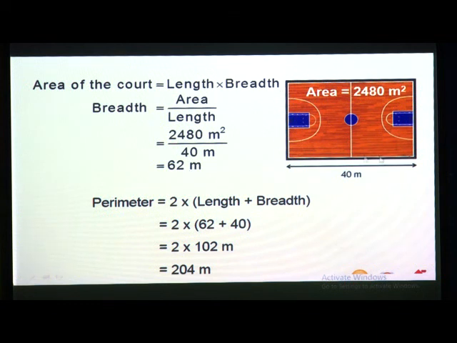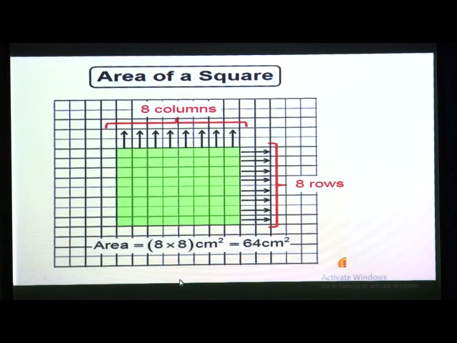Now we need to find the perimeter. The length is already given, that is 40 meters, and the breadth we got is 62 meters. We put them in the formula of the perimeter of a rectangle, 2 into L plus B. 2 into 62 plus 40. 62 plus 40 is 102. 102 into 2 is 204 meters. Therefore, the perimeter of this rectangular court is 204 meters.